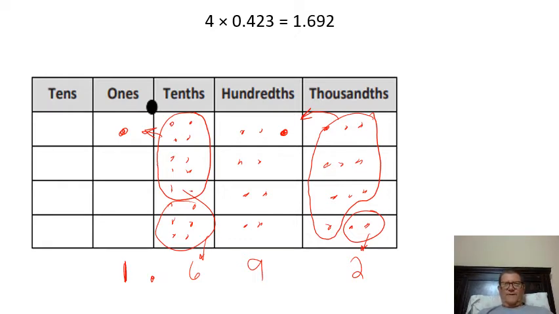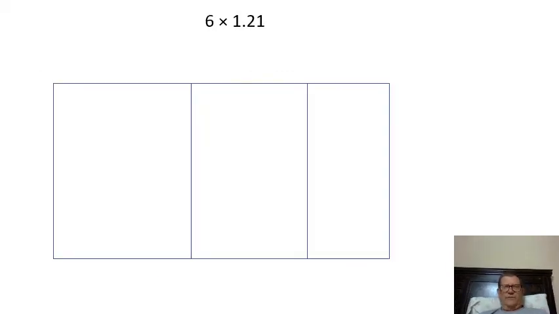Okay, so this was a way of doing it using drawings. Now let's see, what if we used an area model? Okay, for this problem, I'm going to put the whole number, 6, on the side, and I'm going with 1, 1. Then I have 2/10 and 1/100th.